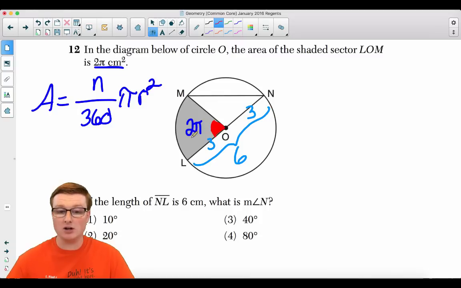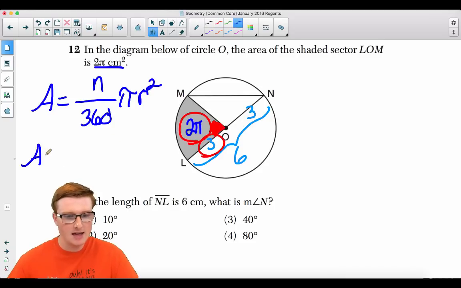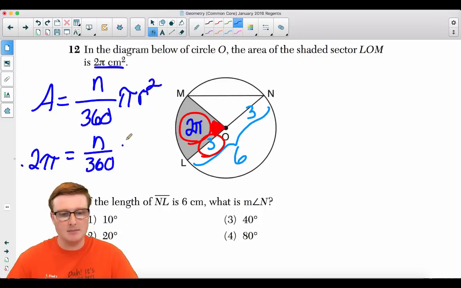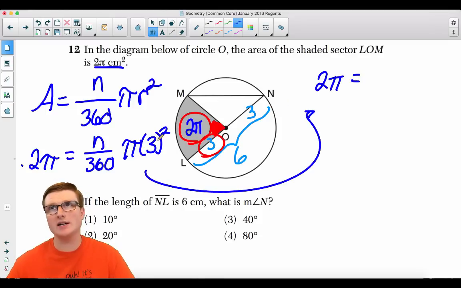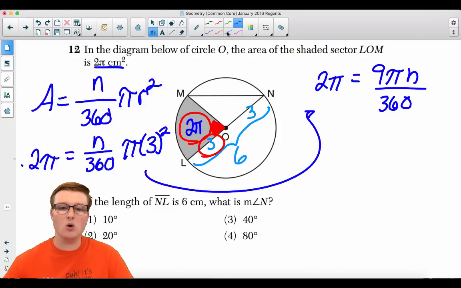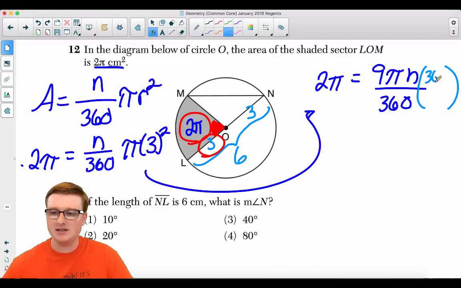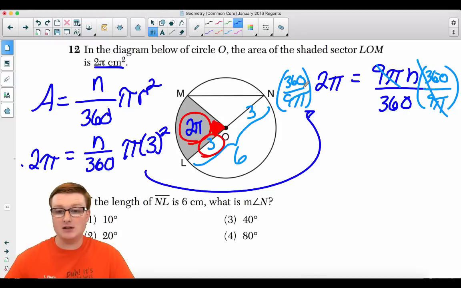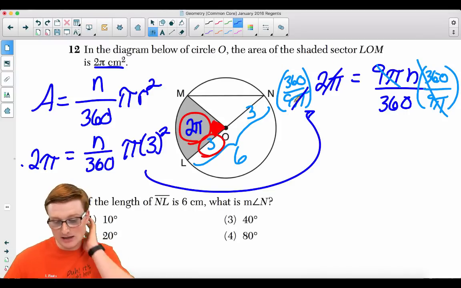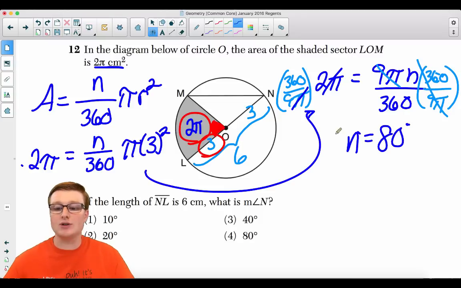So we need to plug in our information. We have our area of a sector, which is 2 pi, and we have our radius, which is 3. Plug it into the area of the sector formula. So A is 2 pi. So we have 2 pi is equal to n over 360, pi times the radius of 3 squared. That will become 2 pi is equal to, well, 3 squared is 9, so we get 9 pi n over 360. Now what I do is I always multiply by its reciprocal. So you multiply by 360 over 9 pi on both sides. These cancel on the right. Now on the left, you just type this into your calculator. The pi's cancel, and you get n is equal to 80 degrees.